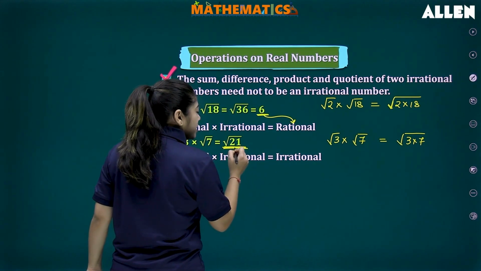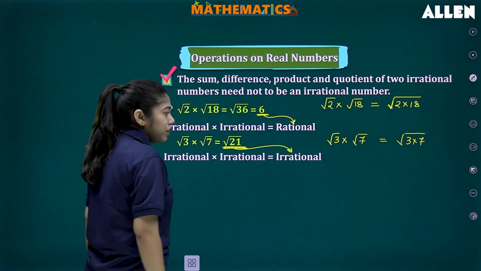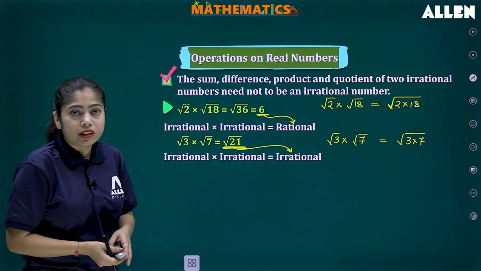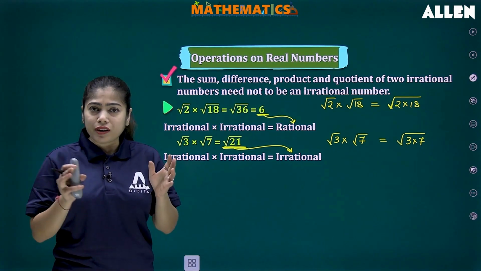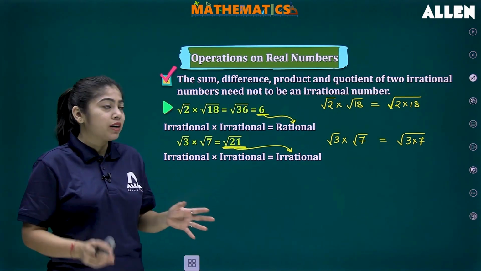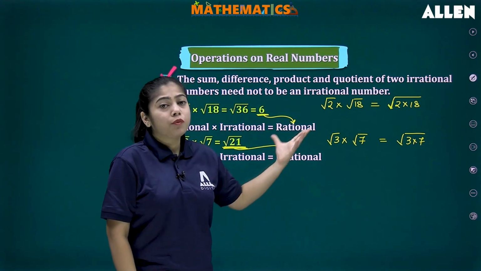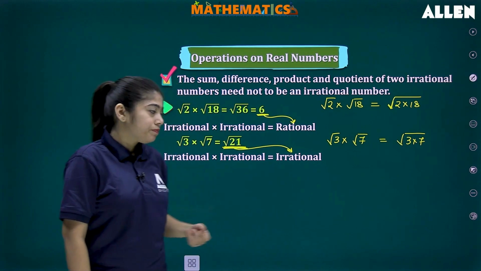And what kind of number is this? This is an irrational number. So, yes class, here we saw that when we multiply two irrational numbers, right? When we multiply two irrational numbers, we might get rational, we might get irrational, right?